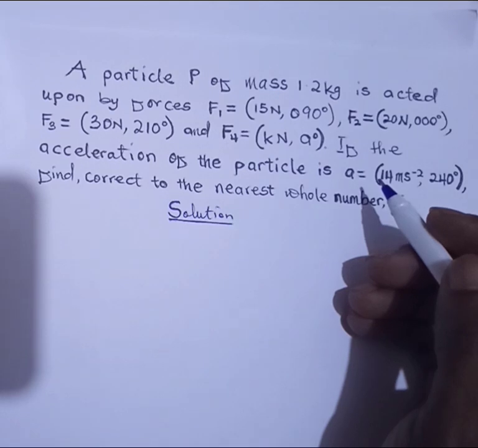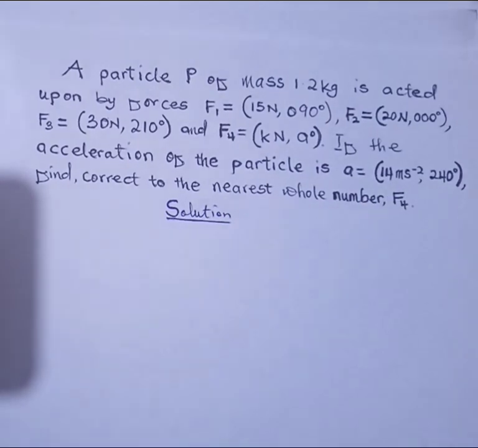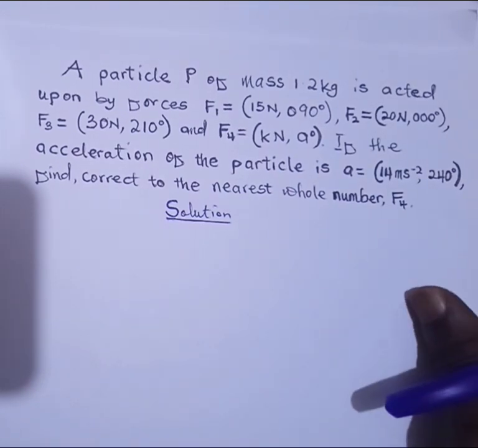If the acceleration of the particle is 14 meters per second squared in a direction of 240 degrees, find, correct to the nearest whole number, the force F4. So we are looking at F4. Now this one is also one of the WASSCE 2024 elective mathematics. So let's look at how we can do this.